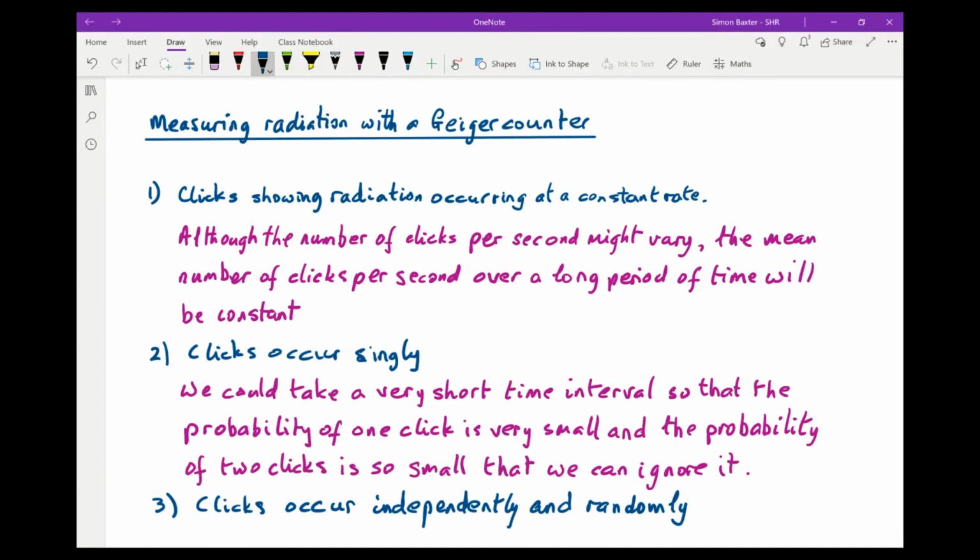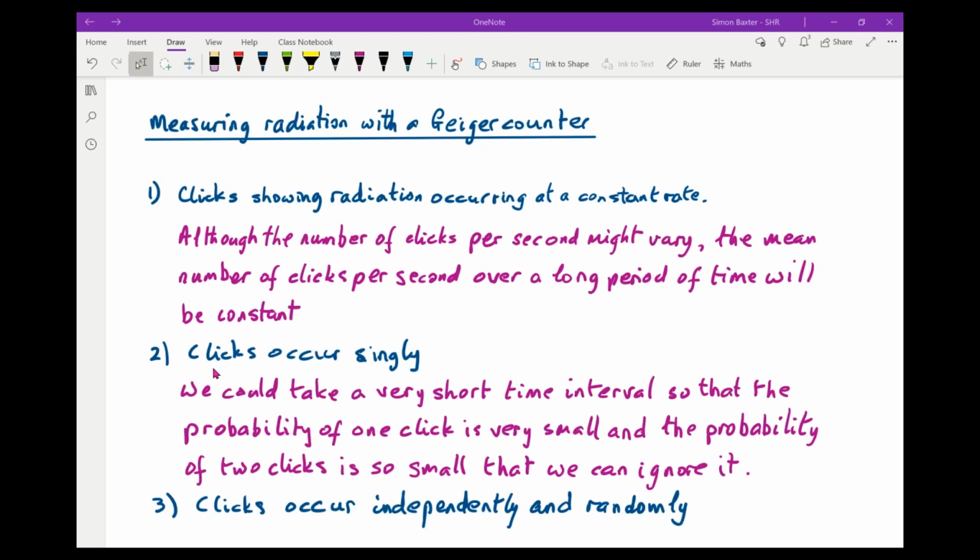In the video, you could see that the radioactivity count at Chernobyl varied somewhat between about 118 and 136. If we were to take 2 separate 1-hour periods and work out the mean number of clicks per second in each of those hours, then I suspect you will get nearly the same answer in both cases. That is what we mean when we say that the clicks showing radiation occur at a constant rate.